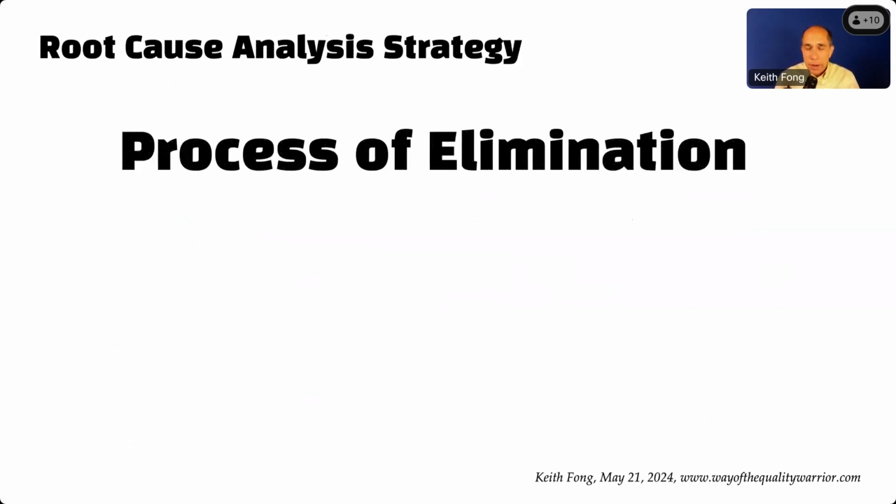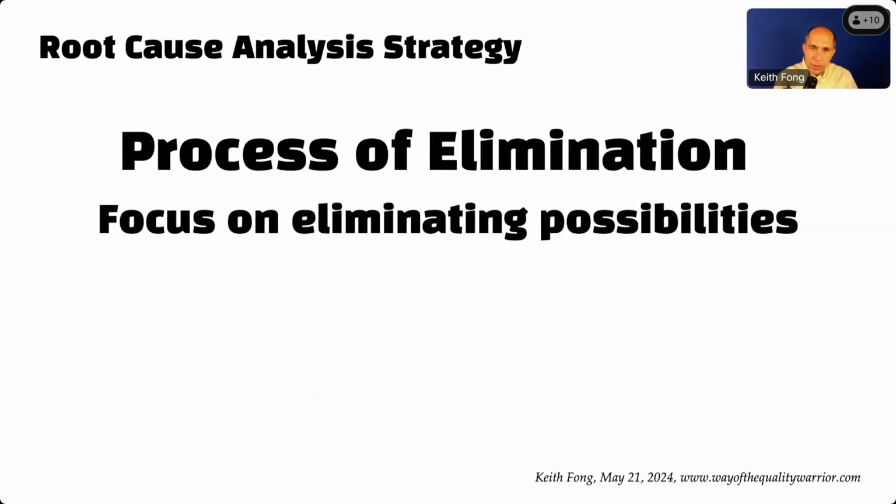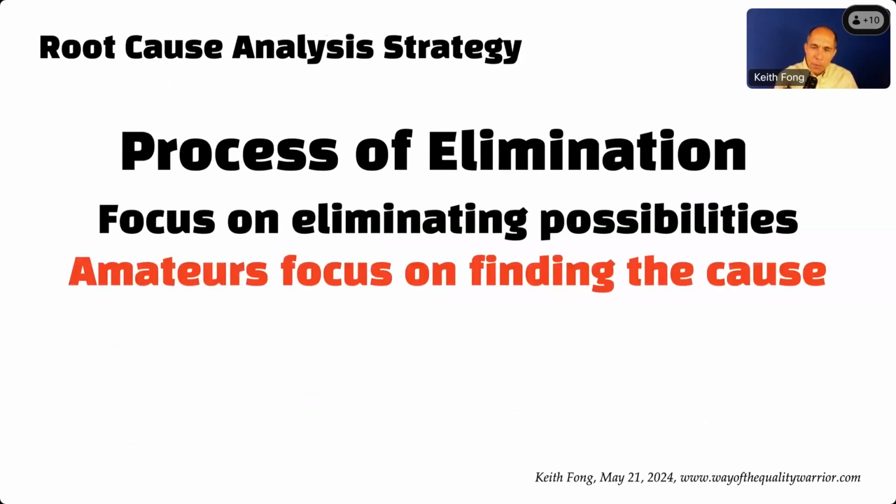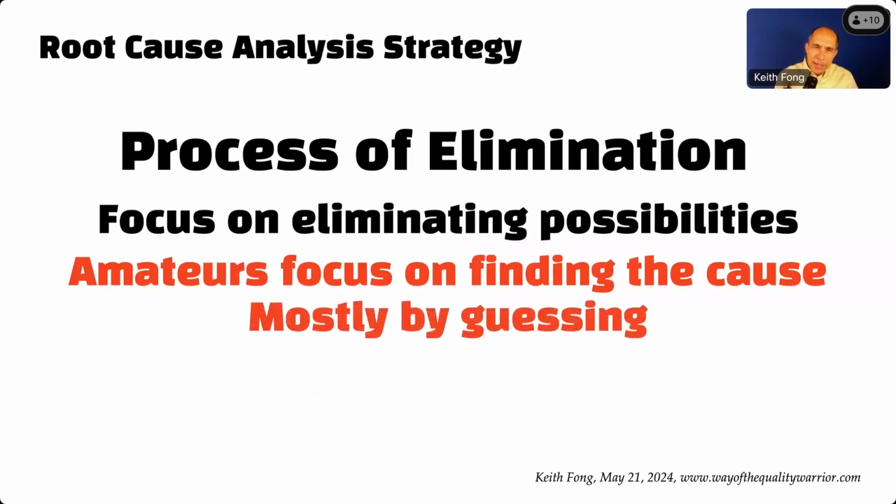In root cause analysis, we should have a strategy. And the strategy that I want to encourage all people to use is the process of elimination. In the process of elimination, the focus is on eliminating possibilities. Amateurs focus on finding the cause, and that means they get to the cause mostly by guessing. It might be an educated guess, but it's still a guess. Like, oh, we have this problem, it must be that. Or we have this other problem, it's got to be this thing, and not necessarily going through a rigorous process. In the process of elimination, our focus is on asking where the problem is, so that we focus on where it could be.